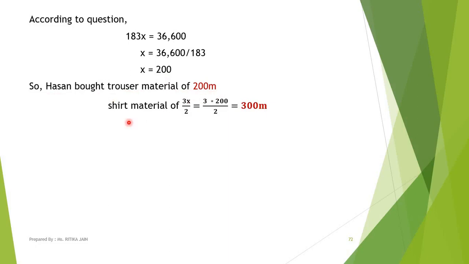Okay, and if you want to calculate the shirt material, how can you calculate? The value of shirt material is 3x by 2. Put the value of x here. It will give you 300 meters. Okay.